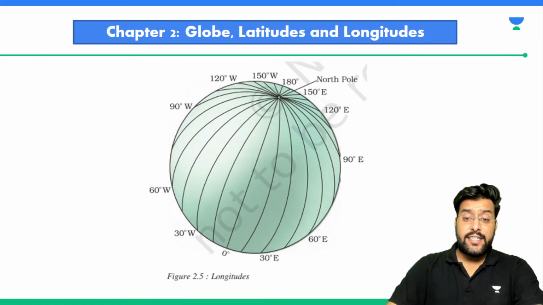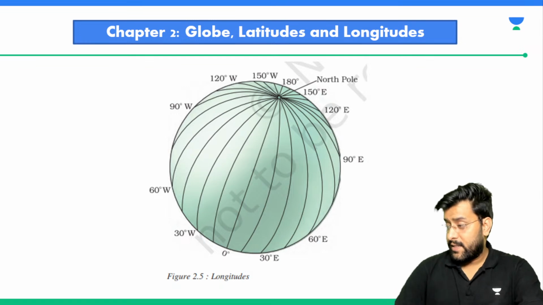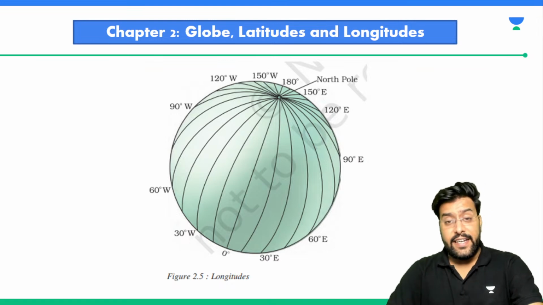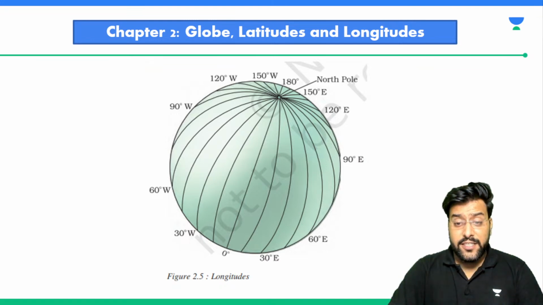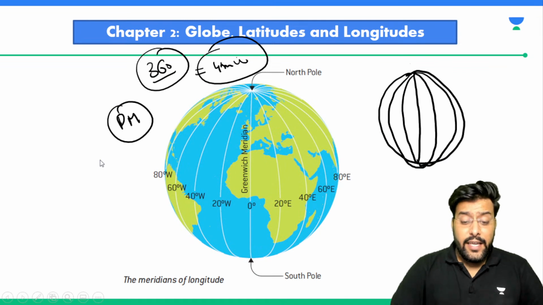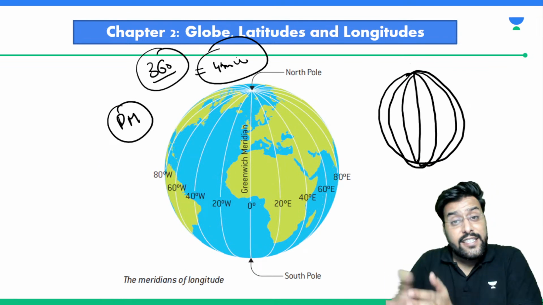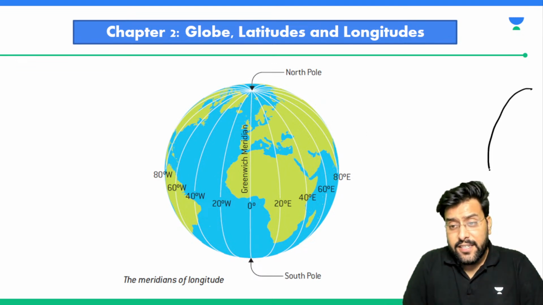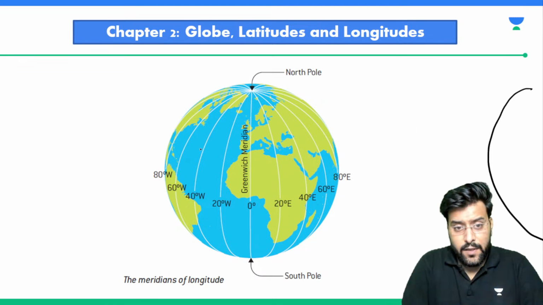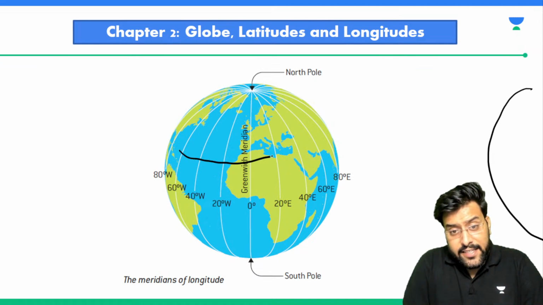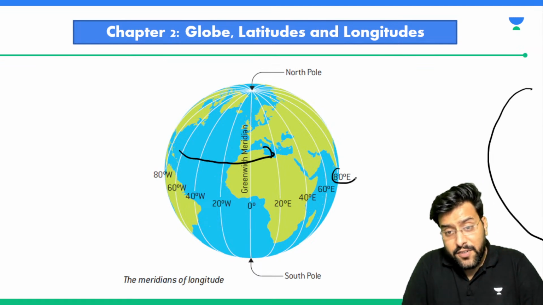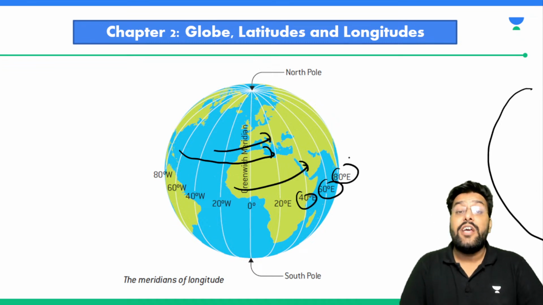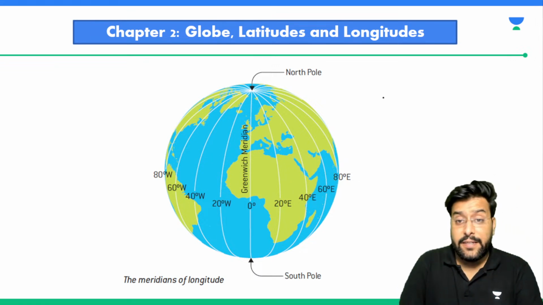Just let me know in what direction our earth rotates. West to east, exactly. So what happens when earth rotates west to east? The areas that lie on the eastern side will receive the sunlight first. For example, if sun is here, earth rotates like this, so sun rays will be falling at this first, then this, then this. So in this way, the areas that lie on the eastward side will be the first to receive the sunlight.